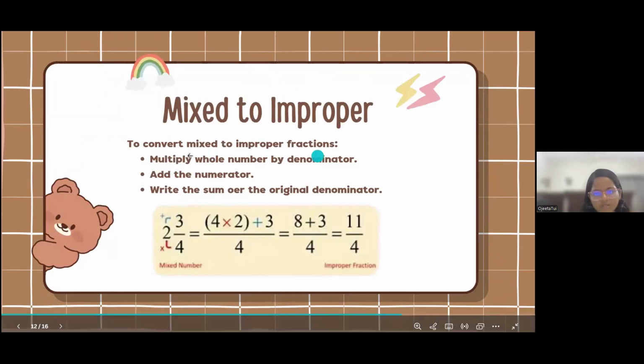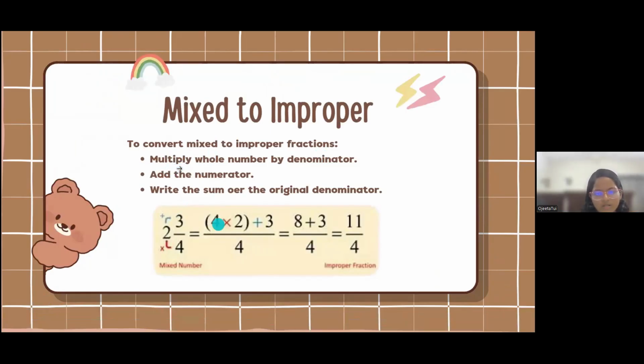To convert mixed to improper fractions, multiply the whole number by the denominator. The whole number, you have to multiply it by the denominator. So 4 into 2. Add the numerator, this is plus 3. Write the sum over the original denominator. 4 into 2 is 8, and plus 3 stays plus 3 by 4, the original denominator. 8 plus 3 is 11, so 11 by 4.